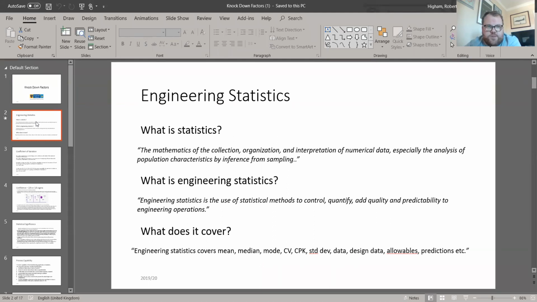Data is everything for us, and the more data we have, the more useful we can find the data to be in terms of making decisions about the future of a product or a process. Engineering statistics in particular is about using these statistical methods, which is some form of maths, to try and control, quantify, or, the key thing for us here, the predictability of engineering operations. And predictability is quite an interesting word, because if it's not predictable, then how do we know what to expect out of it?